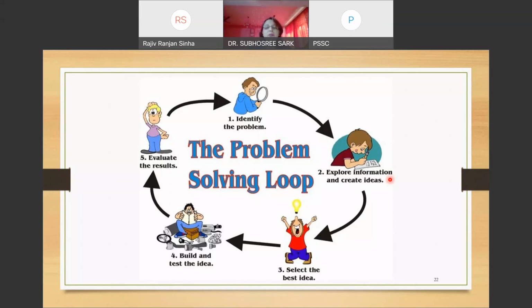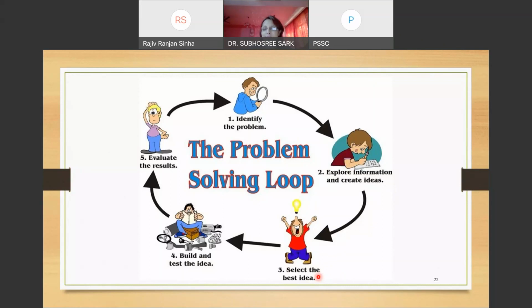Now comes the next one, select the best idea. How will you select the best idea? Evaluate the alternatives that you have collected in point number 2. Evaluate the ideas relative to the set standard, which is going to give you the best possible correct answer or best possible correct decision. Okay, all the alternatives have to be evaluated without bias.